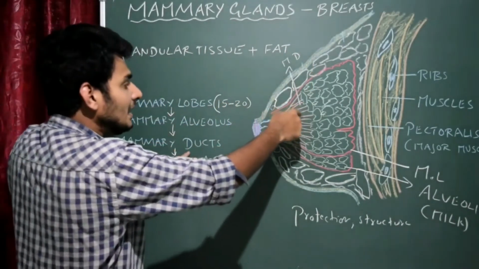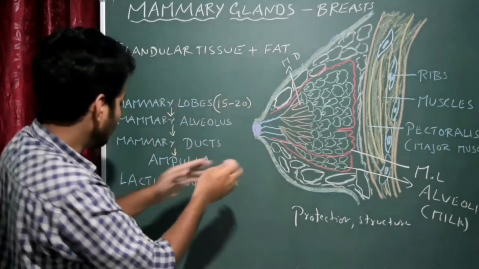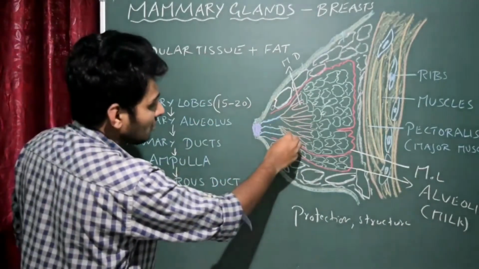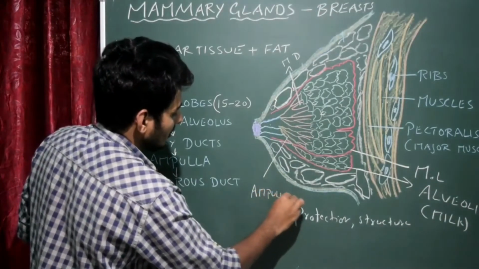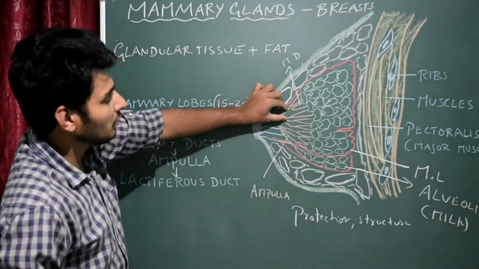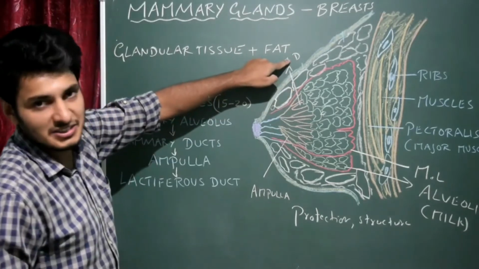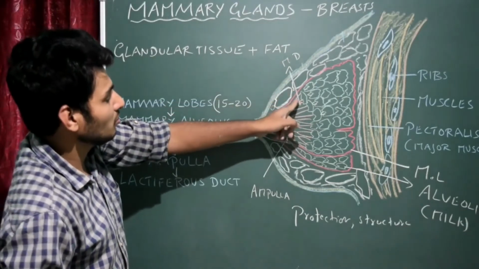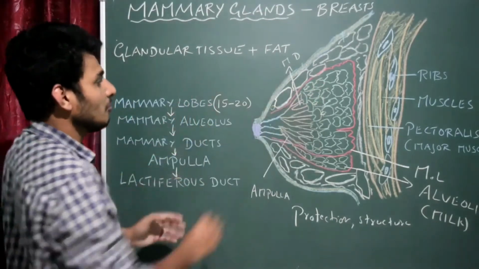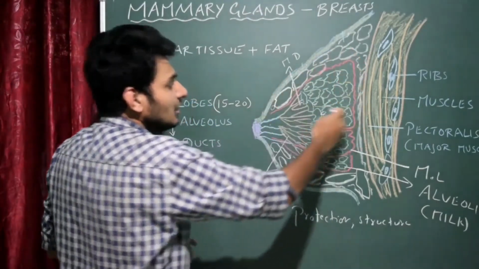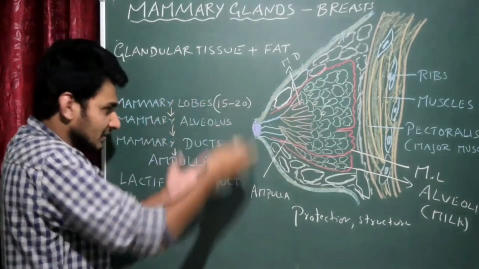Then many ducts open into a big wider pipe that is called the ampulla. See, I have used another color. This is the ampulla. Ampulla is a big pipe. One ampulla pipe is connected to many mammary ducts, and one mammary duct is connected to many alveolus cells. Many alveolus cells are present within a lobe that is called the mammary lobe, like that is the arrangement.